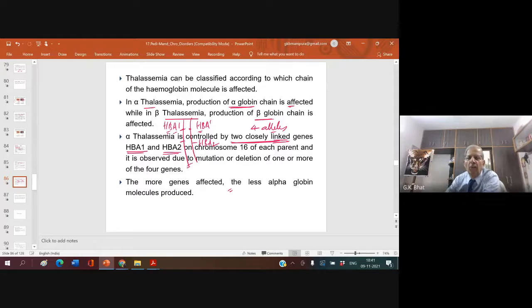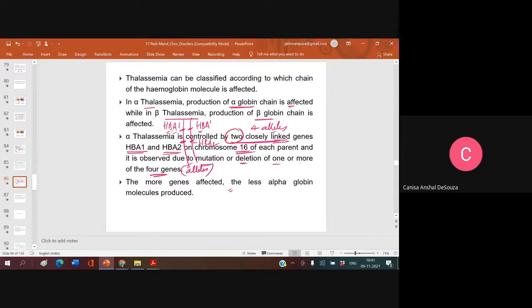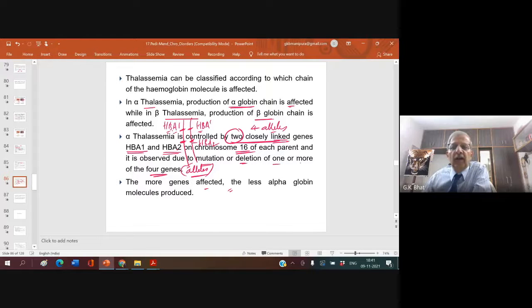You did not raise any objection. Alpha thalassemia is controlled by two closely linked genes. This is one, this is another. Linked genes are genes present on the same chromosome. Which chromosome? 16. Chromosome number 16 of each parent, and it is observed due to mutation or deletion of one or more of the 4 genes. 4 genes, 1, 2, 3, 4, or 4 alleles. The more genes affected, the less alpha globin molecules produced. More and more are affected, less and less alpha globin is produced.